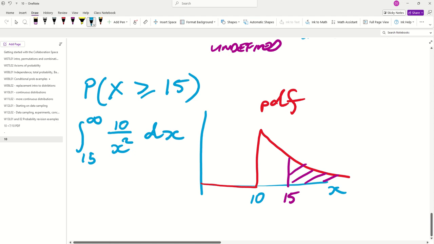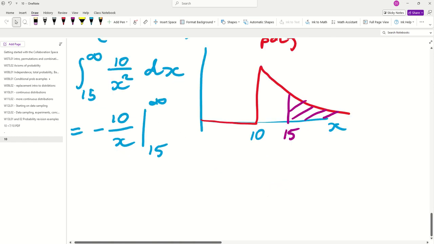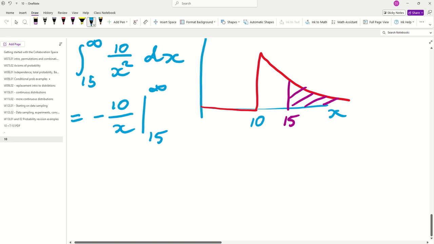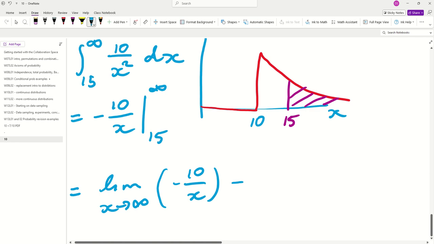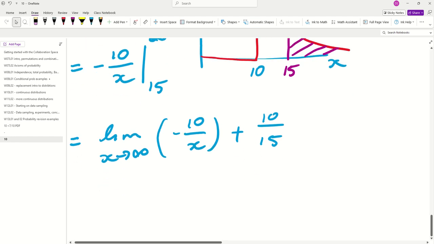That's the integral we have to compute. Add 1 to the power, divide by the new power. Now we've got to interpret the top limit like this. And then the bottom limit, obviously it's a negative quantity, subtracting off a negative quantity, we've got 10 over 15. So this top part, as x tends to infinity, goes to 0, and we're left with 10 over 15, which is 2/3.